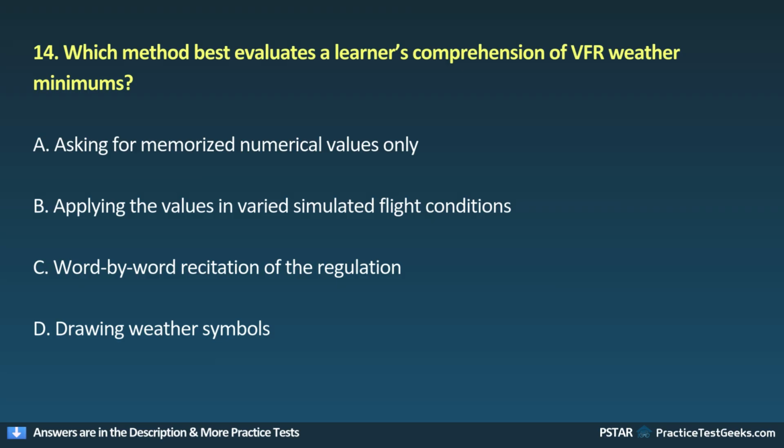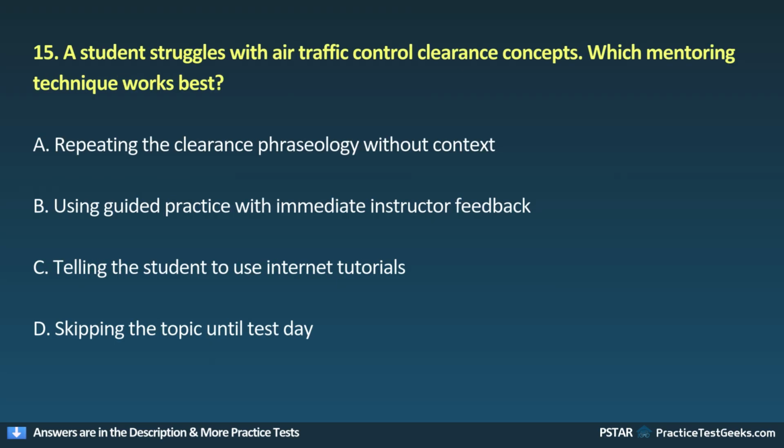14. Which method best evaluates a learner's comprehension of VFR weather minimums? A. Asking for memorized numerical values only. B. Applying the values in varied simulated flight conditions. C. Word-by-word recitation of the regulation. D. Drawing weather symbols.